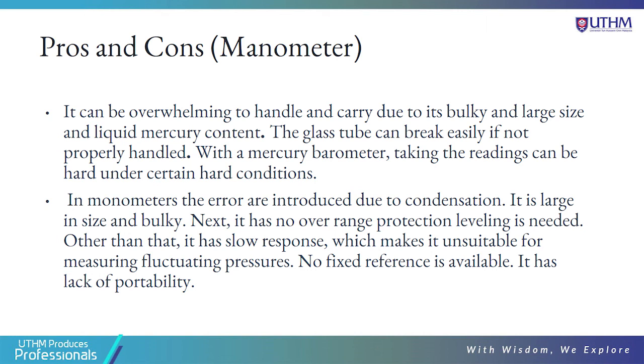While for its cons, in manometers, the errors are introduced due to condensation. It is large in size and bulky. Next, it has no overrange protection. Leveling is needed. Other than that, it has slow response, which makes it unsuitable for measuring fluctuating pressure. No fixed reference is available. It has lack of portability.